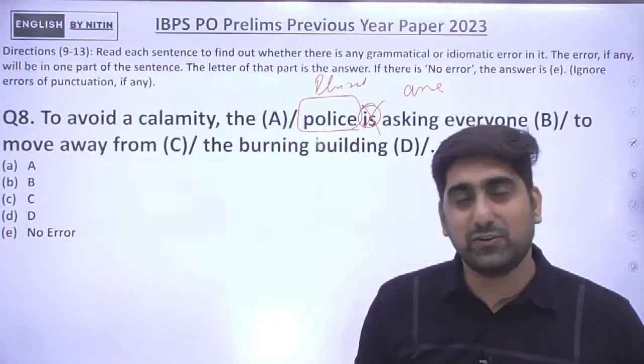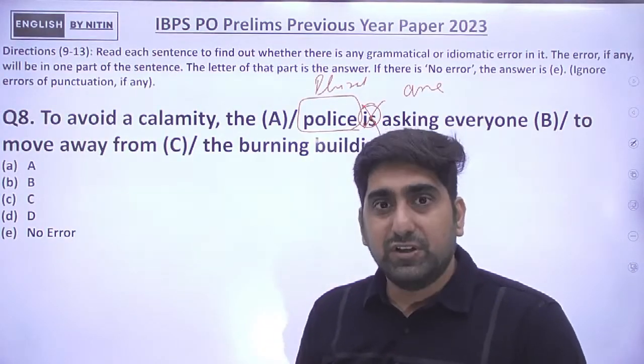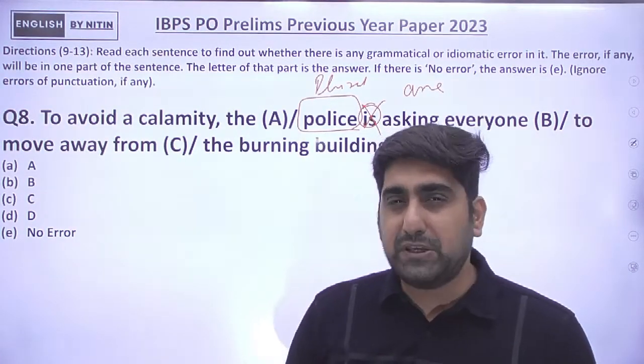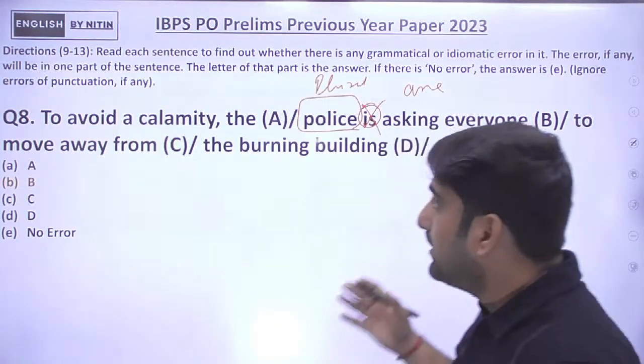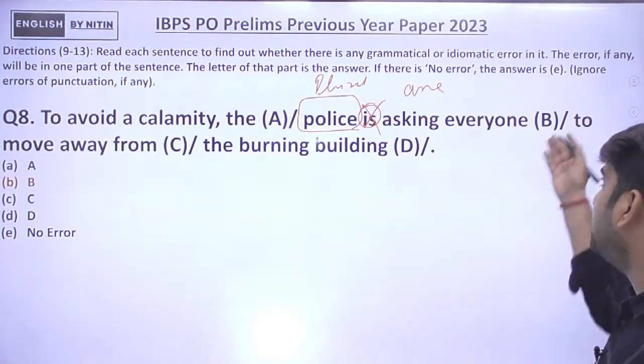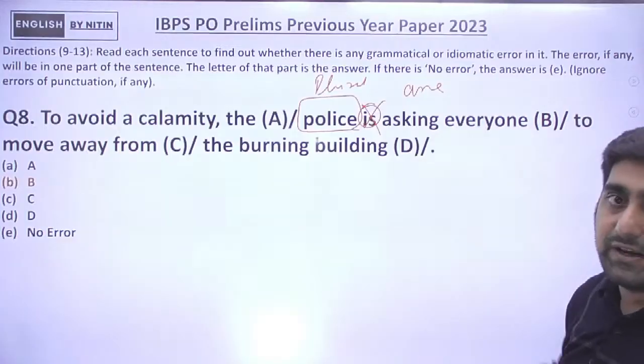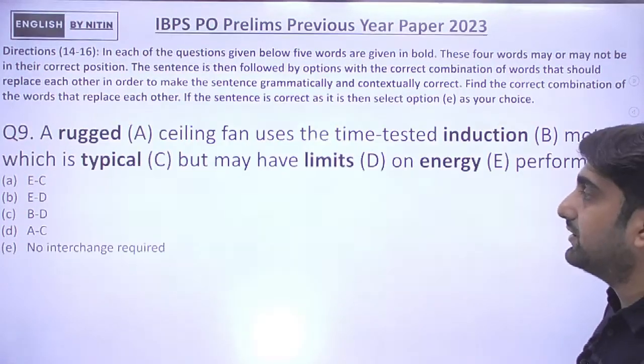Guys, I hope you understood this well: police, mob, people, these are all plural collective nouns. Now, the answer is option choice number B. Police are should be the right way to write this sentence.